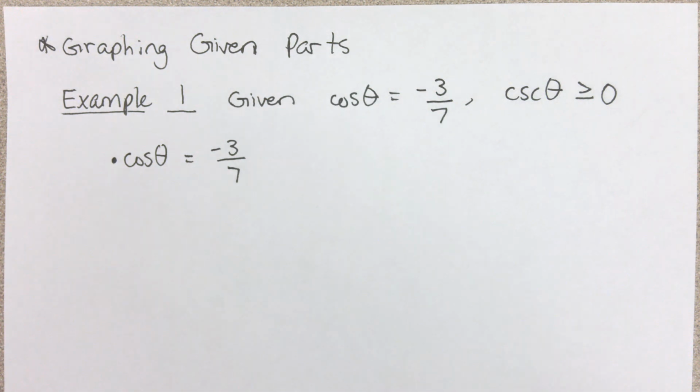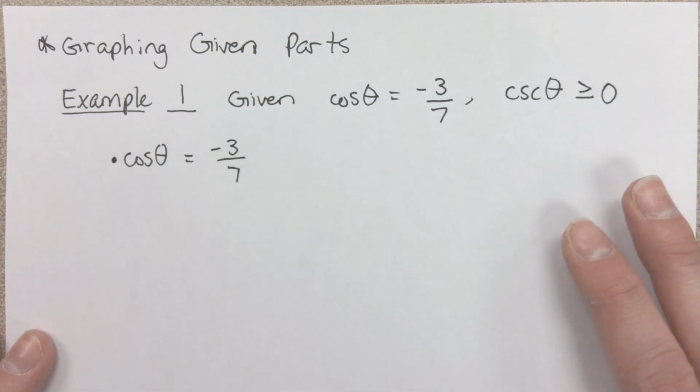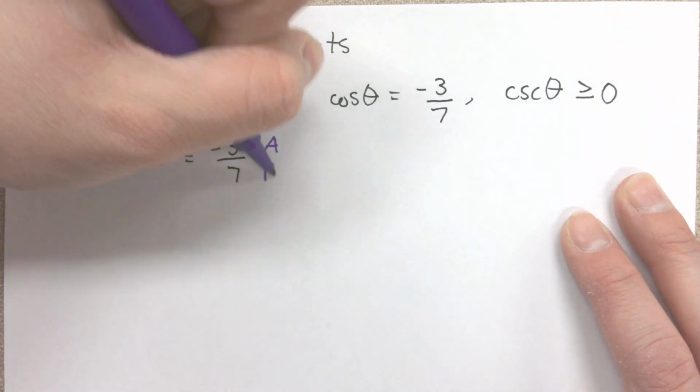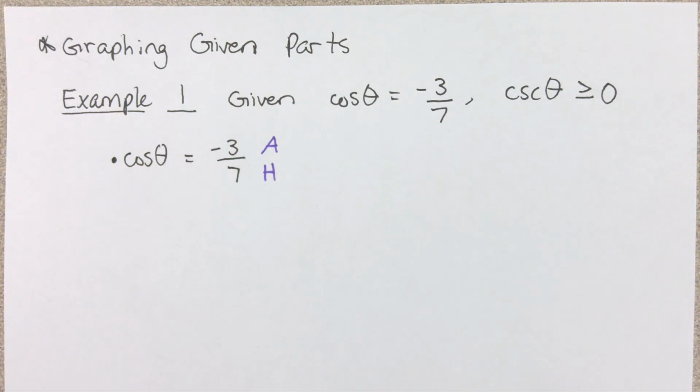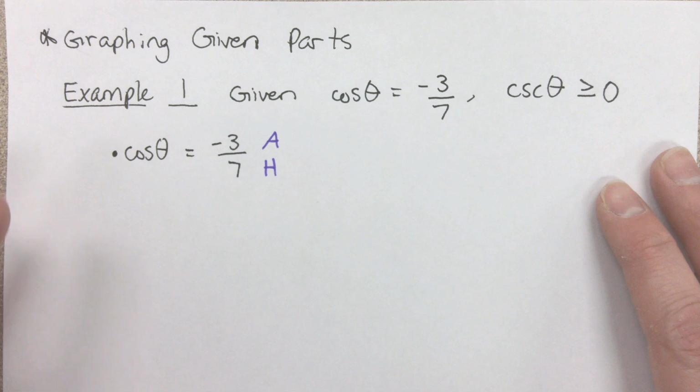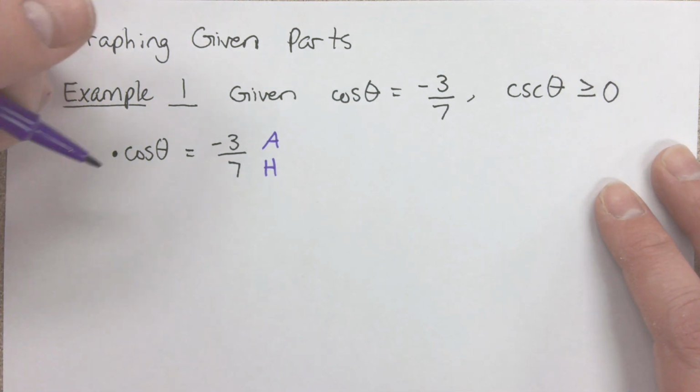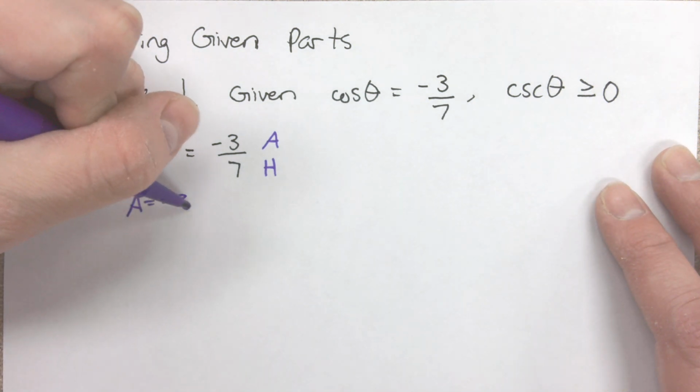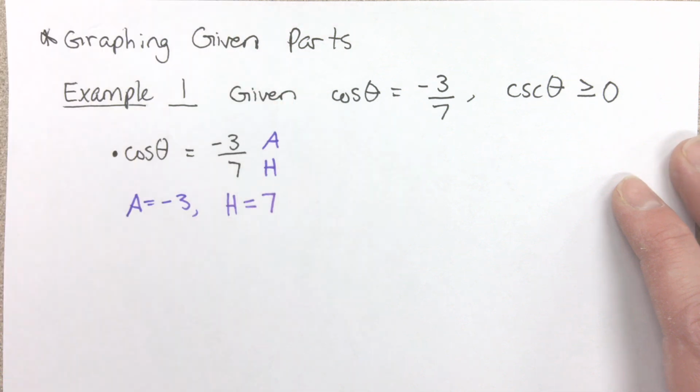Cosine is what over what? A over h. And remember, h is always positive, so obviously I put the negative with the 3, but if it weren't specifically put with the 3, it would have to be. H cannot be negative 7. So we know from this piece that a is negative 3 and h is positive 7. We know that much.